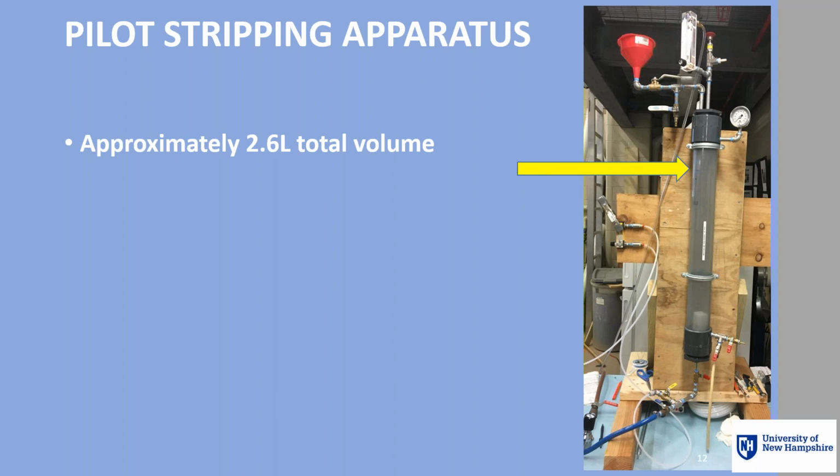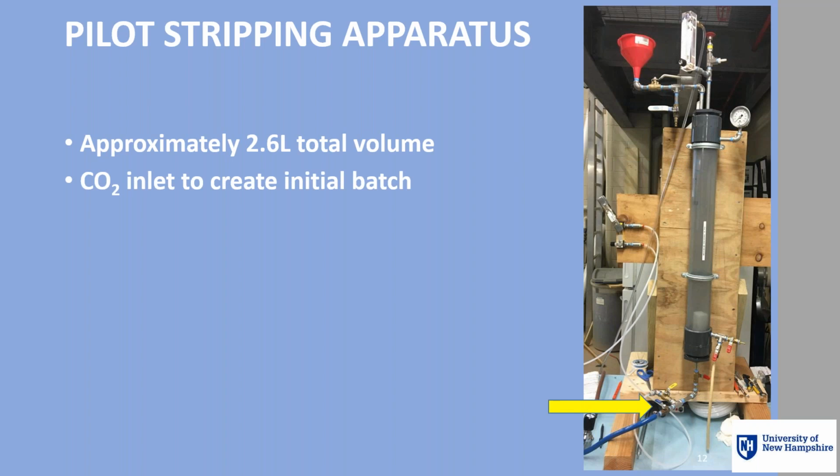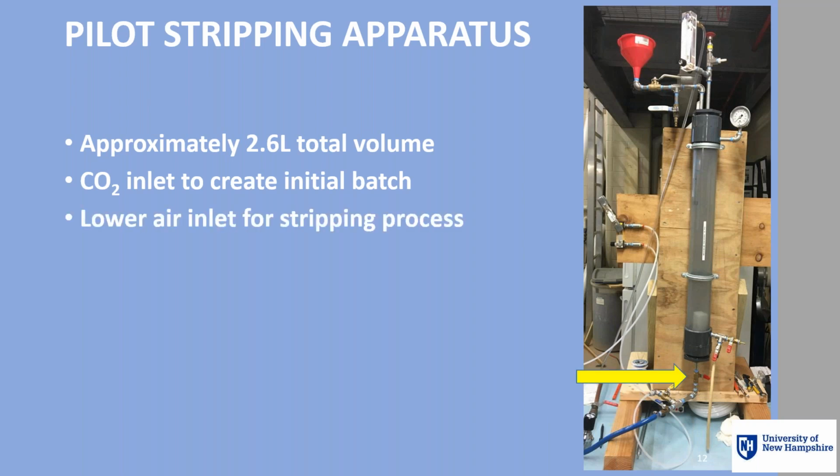The vessel itself held approximately 2.6 liters. At the bottom here is an inlet for the carbon dioxide gas to create an initial high dose in the water. There is also an air inlet at the bottom for the stripping process. And this is the aeration stone that created the diffused air. There is a sampling port at the bottom to take water samples.